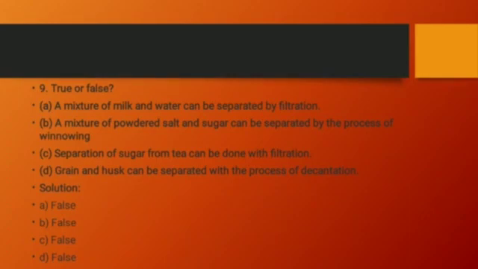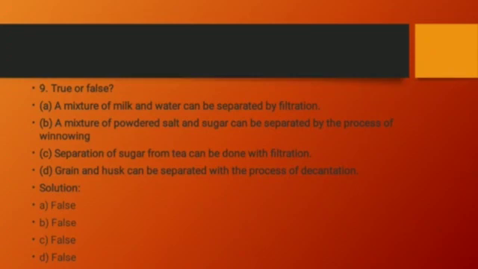A mixture of milk and water can be separated by filtration. That is false. Now B, a mixture of powdered salt and sugar can be separated by the process of winnowing. Again, a mixture of powdered salt and sugar can be separated by the process of winnowing. That is false only. You cannot separate salt and sugar by winnowing.